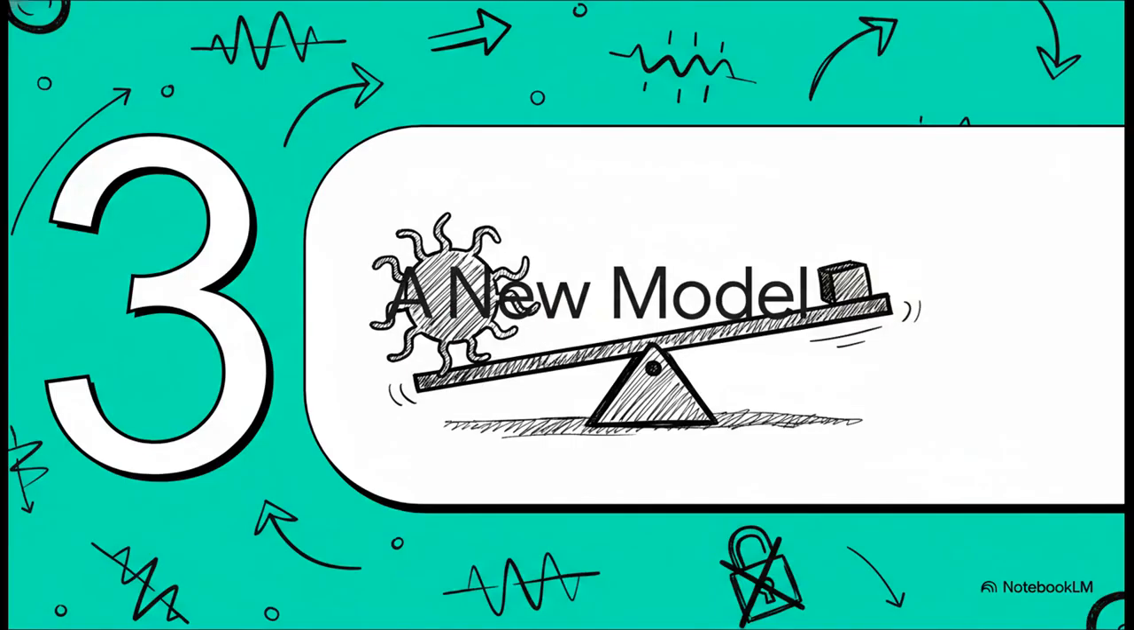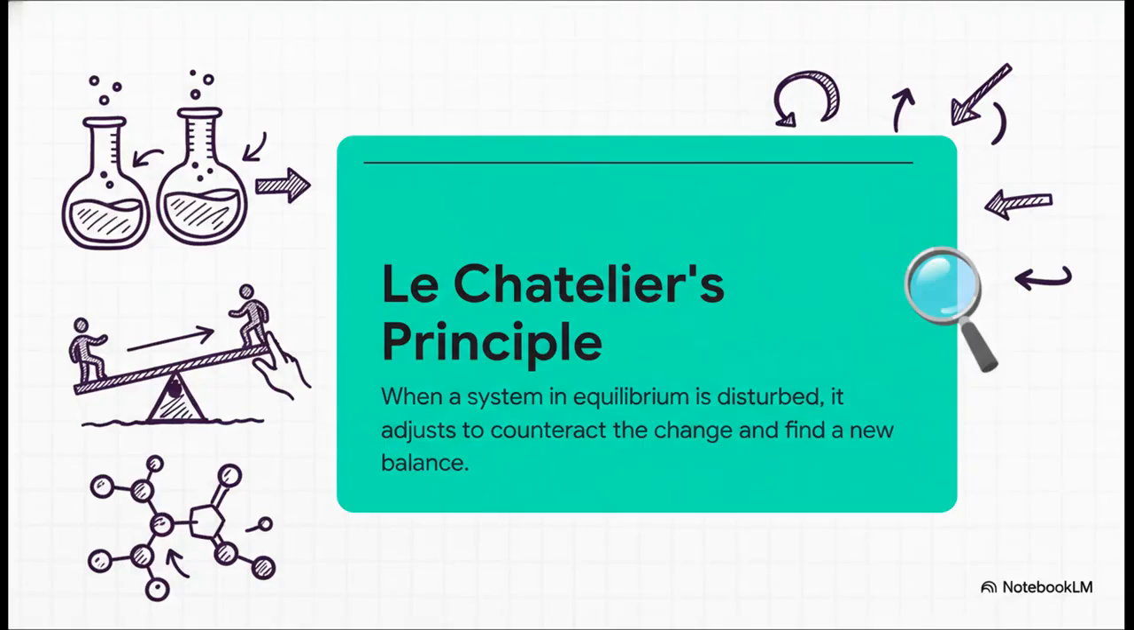Okay, so to solve these puzzles, scientists had to come up with a whole new way of thinking. This new model says, forget the simple on-off switch. Imagine the receptors are in this constant, delicate balance, kind of like a seesaw. And this new theory takes its cue from a fundamental rule in chemistry called Le Chatelier's principle. It sounds complicated, but it's not. All it says is that when you have a system that's in balance and you disturb it, you push it one way, it's going to adjust to counteract that push and find a new balance.